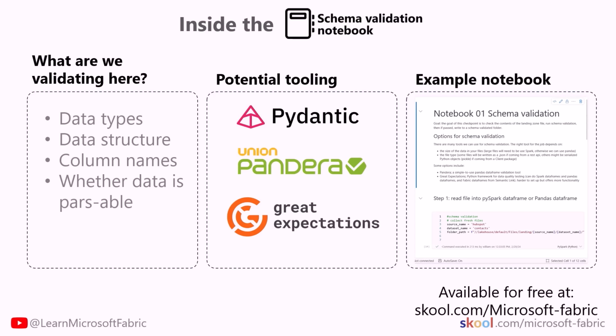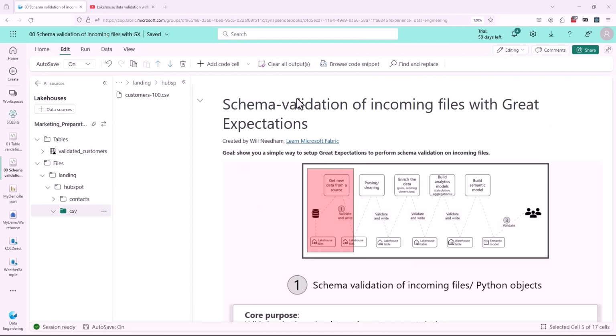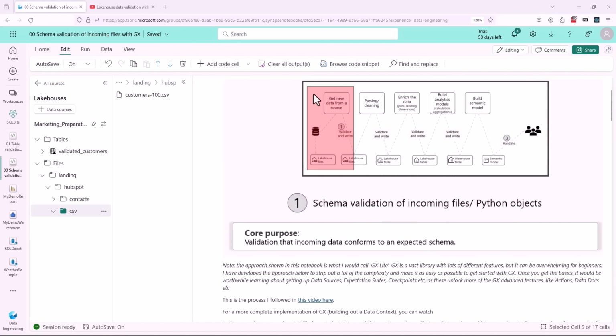But before we do that, I just want to focus in on Great Expectations, and I'm going to walk you through an example of how we can perform schema validation on incoming files using Great Expectations. In this video, I'm going to be explaining to you schema validation of incoming files with Great Expectations. So in Microsoft Fabric, it's likely that you're going to be bringing in a lot of files into Fabric and then parsing them and then loading them into lakehouse tables. So what this notebook is going to do is validate the schema of these incoming files.